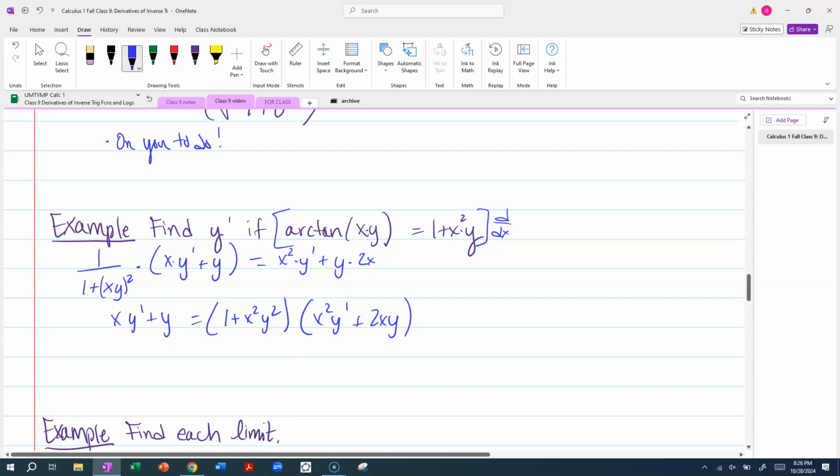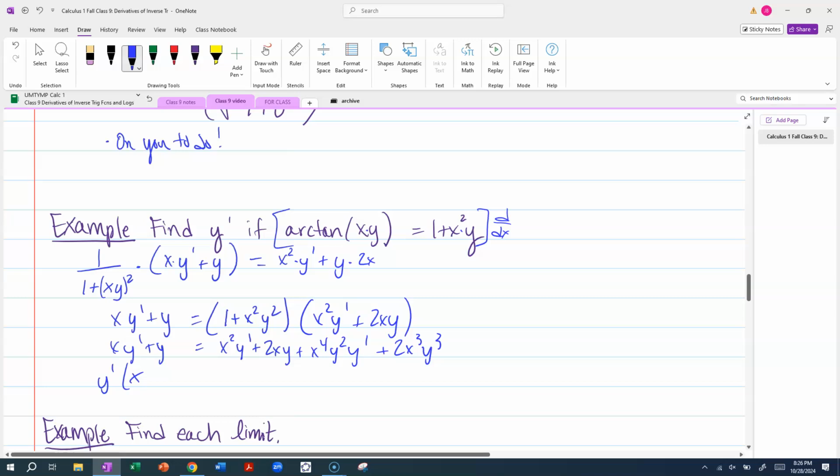Okay, and then I need to FOIL this out. So on the right side, I actually end up with, let's see, x squared y prime plus 2xy plus x to the fourth y squared y prime plus, what do I get? 2x cubed y cubed. Okay, so xy prime plus y prime. Okay, plus y. Okay, now rearranging, I'm going to keep the y primes on the left side.